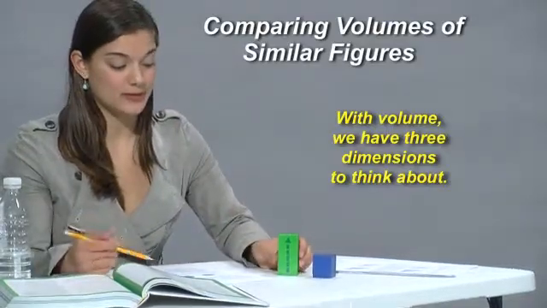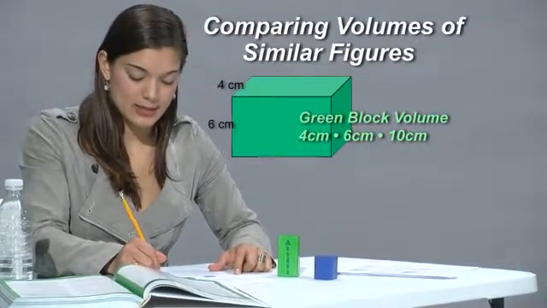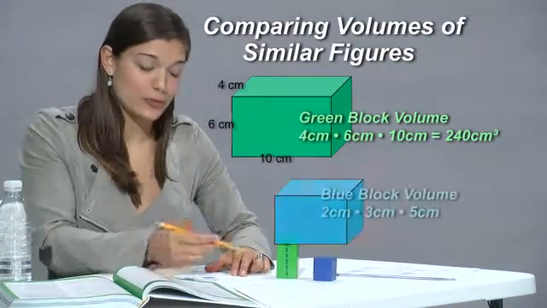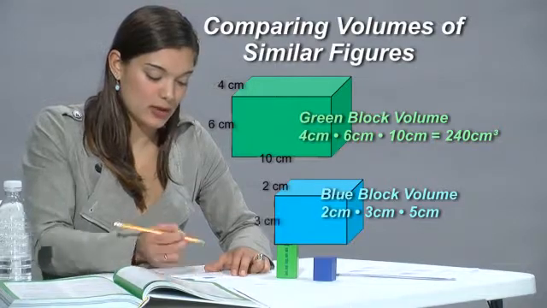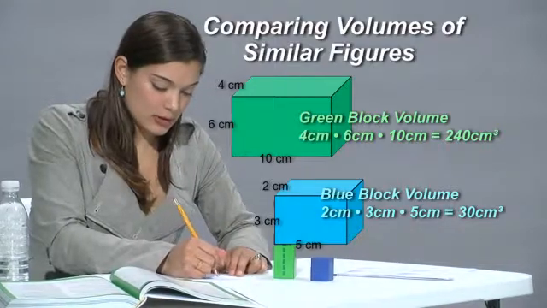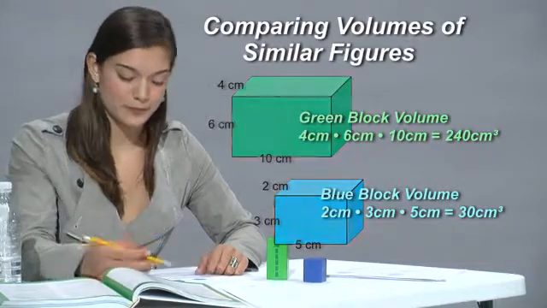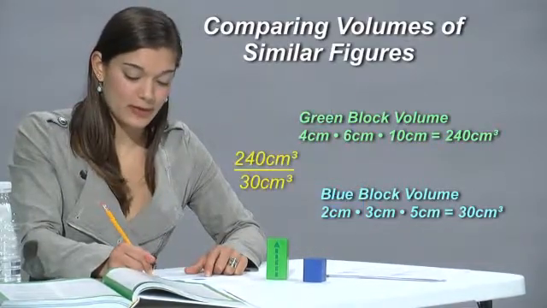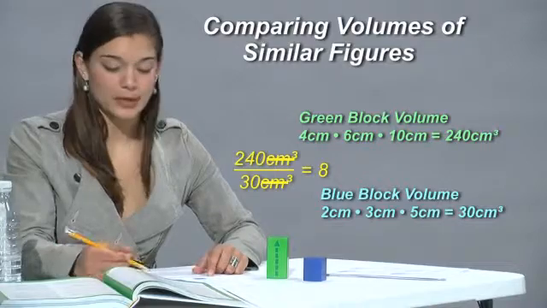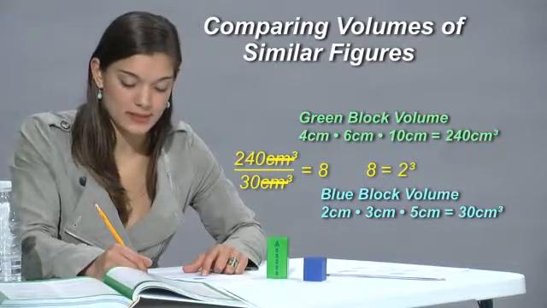Let's calculate the volume of this green block first. The volume would be 4 by 6 by 10, which is 240. And the volume of the blue block is 2 by 3 by 5, or 30. So we have 30 and 240 for the volumes. How do those volumes compare? Let's divide them. 240 divided by 30 equals 8. What's the significance of 8? Well, 8 is 2 times 2 times 2, or 2 cubed, the same thing.